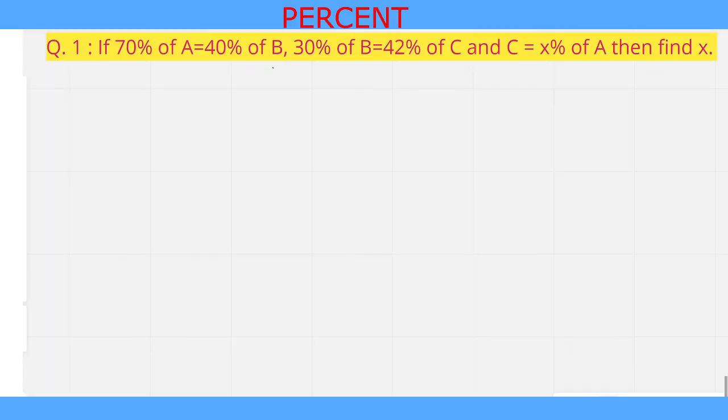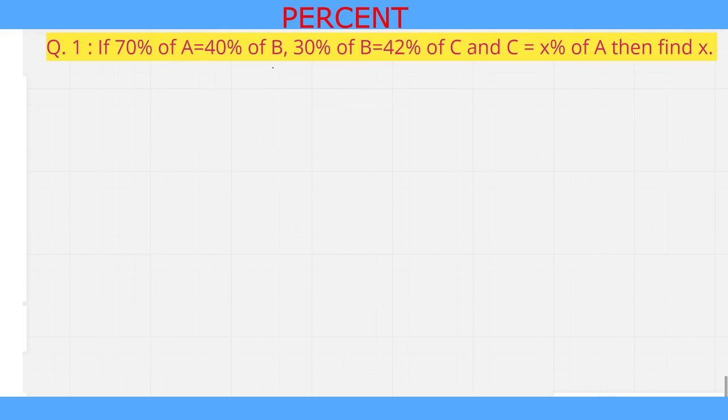Our first question is, if 70% of A equal to 40% of B, 30% of B equal to 42% of C, and C equal to X% of A, then find X.